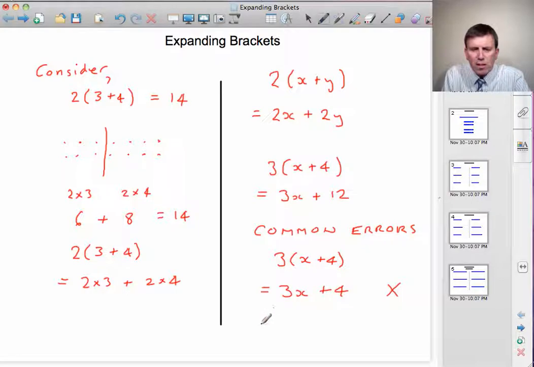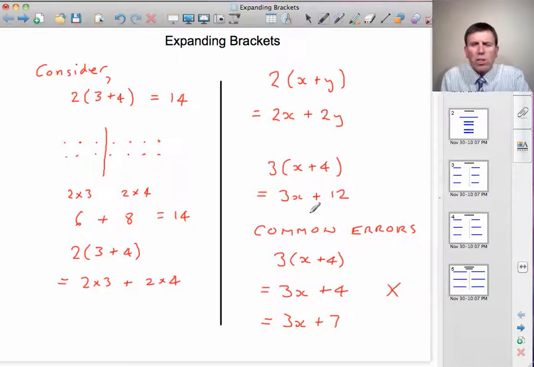The other wrong answer that I see quite often is 3x plus 7. Here students know they're multiplying the 3 by the x, but then their brain registers 3 add 4 must be 7. No, back up here again. 3 times x is 3x, 3 times plus 4 is plus 12.